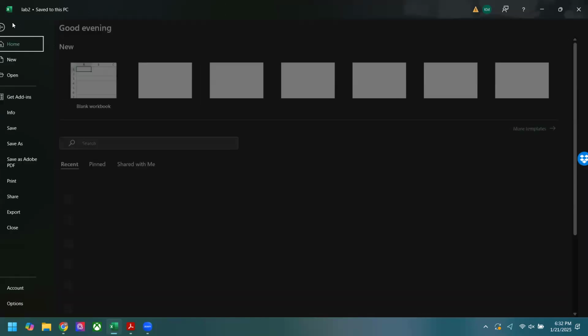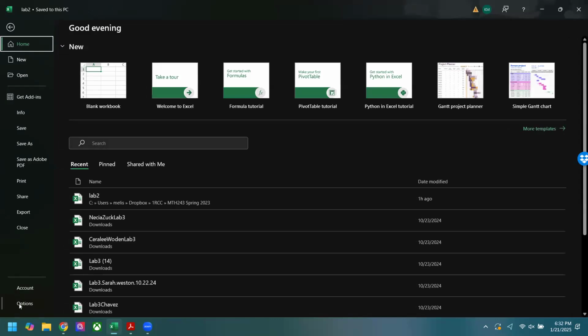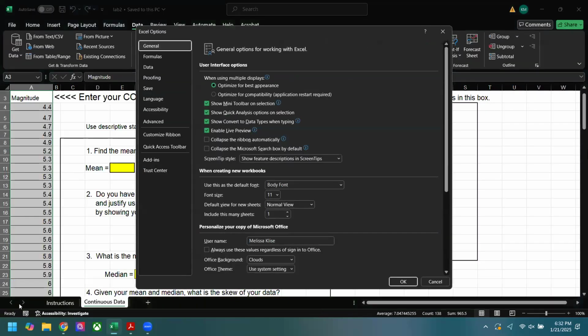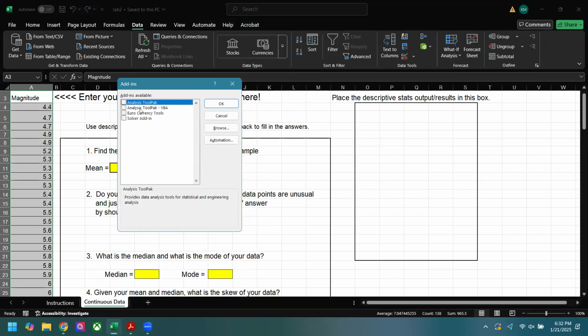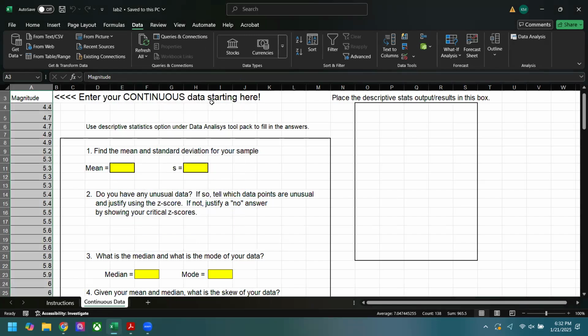So I'm going to click on File, go down to Options, and I want to go to Add-ins. So File, Options, go to Add-ins. Down here at the bottom is Manage Excel Add-ins, and I'm going to click on Go. I'm going to click the checkboxes for Analysis Toolpack and Analysis Toolpack VBA. Those are the two things that I'm turning on. So Analysis Toolpack and Analysis Toolpack VBA, and click OK. Notice now it says Data Analysis.